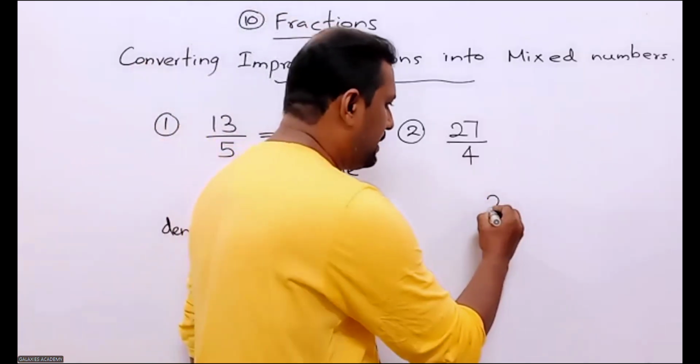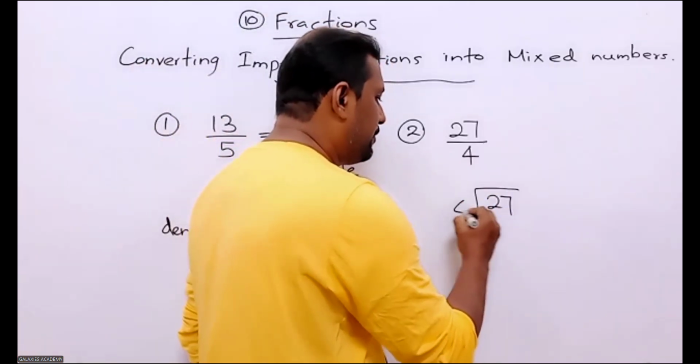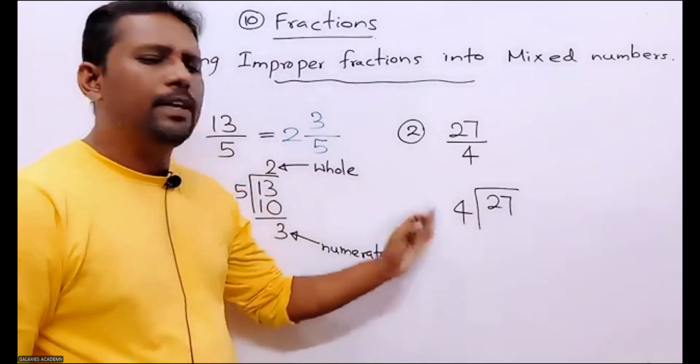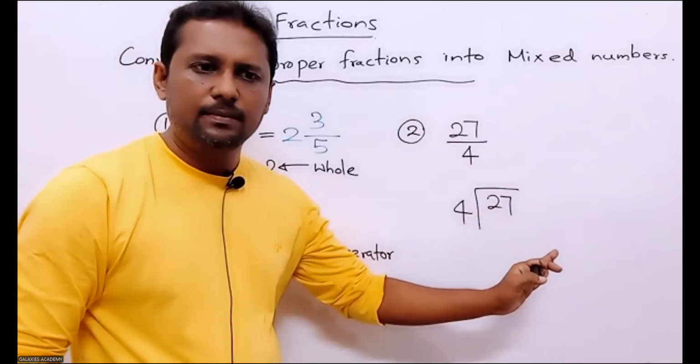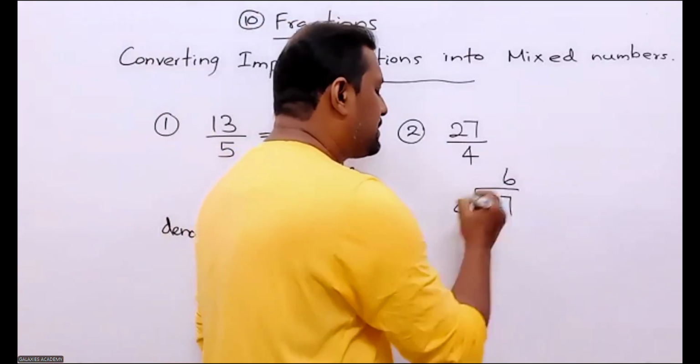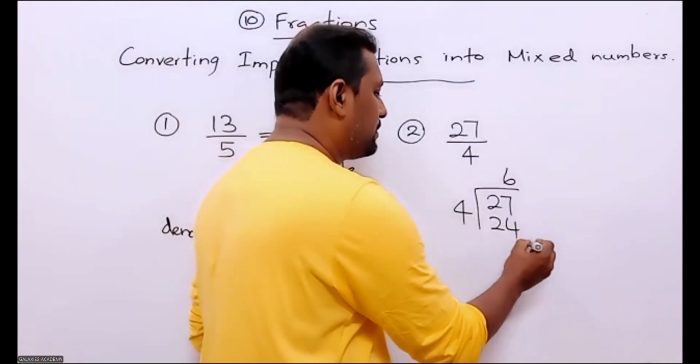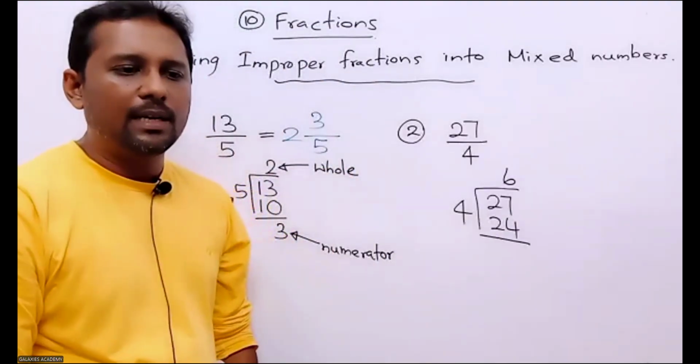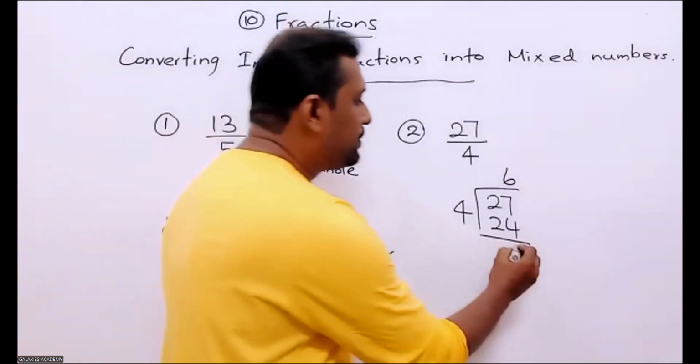27 divide 4. How many 4s for 27? 6. 6 times 4 is 24. What is the remaining value? 3.